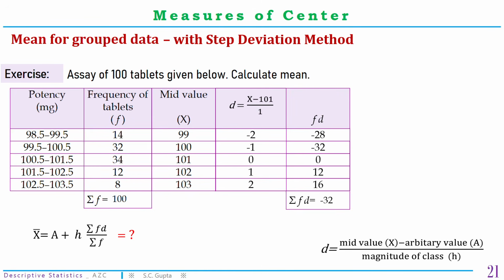Here, we need to calculate d and fd. The values of fd are much smaller than the values of fx. So, these two-digit values of fd are easy for further calculation with comfort. The mean obtained by the step deviation method is the same, that is 100.7. So in a data set with large values, the step deviation method is useful in manual calculation of mean with more comfort.